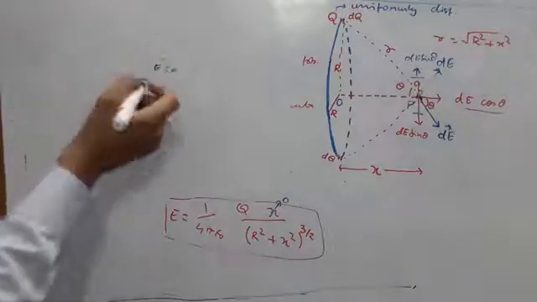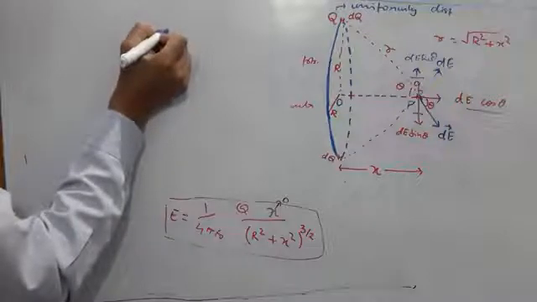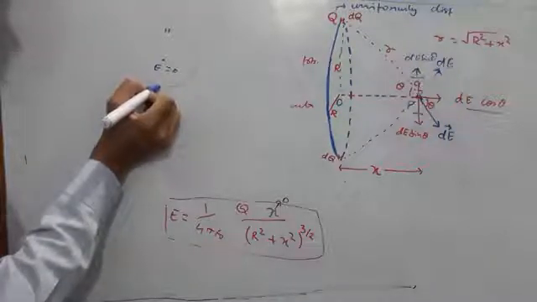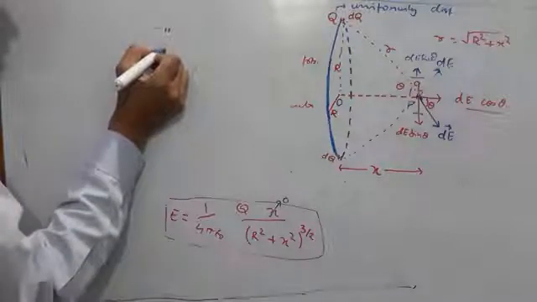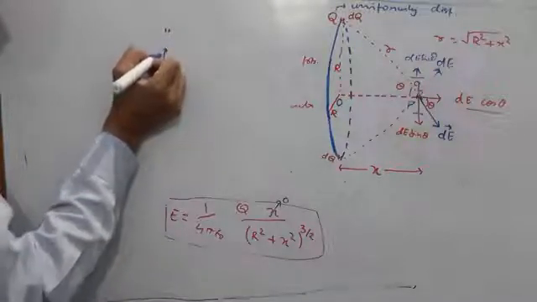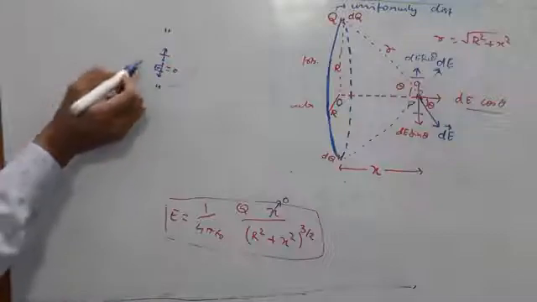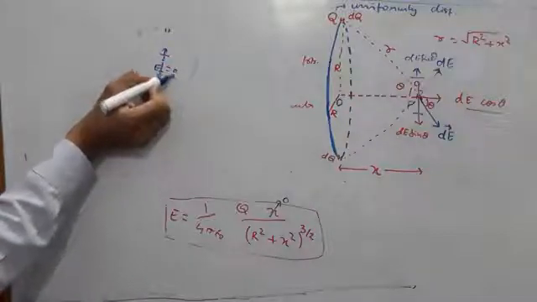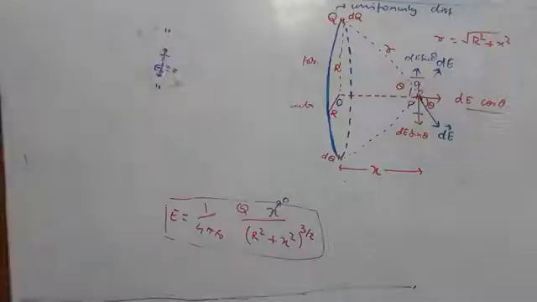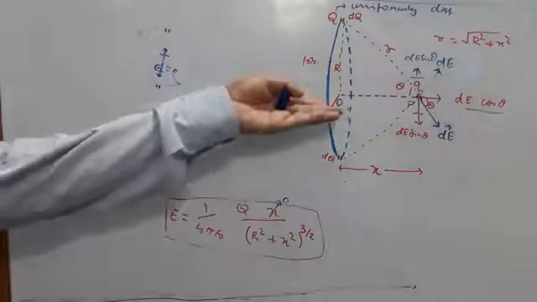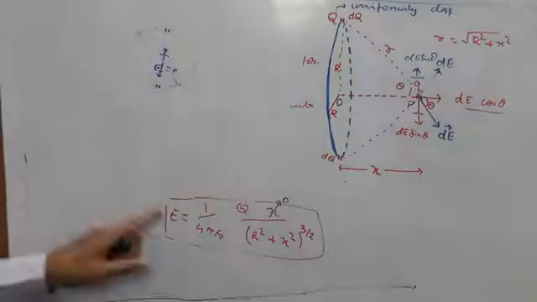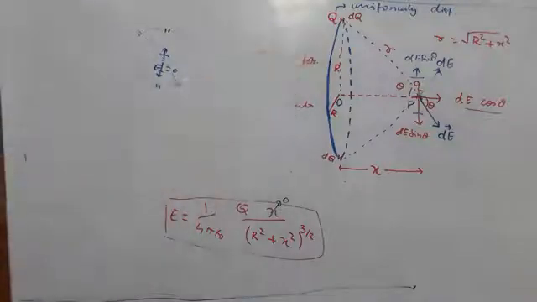That you can also argue in another fashion, that if you choose an element here and an element on the diametrically opposite point, these two elements will create electric field in opposite directions, which will cancel each other. This is true for all other pairs of diametrically opposite points, and therefore as a whole the electric field will be 0. But this is a more generalized form of this version. From this we can derive this result, that at the center of this ring the electric field will be 0.